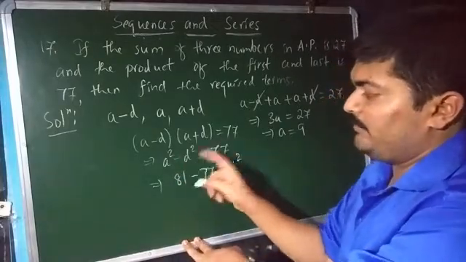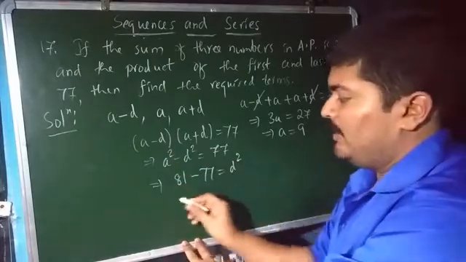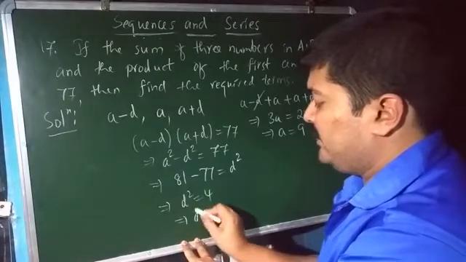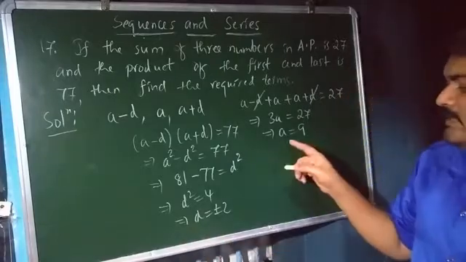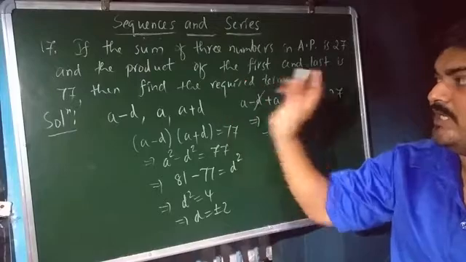I will shift this minus D square to this side and 77 to that side. You will get this one. Now this implies D square value is equal to 4. That implies D is equal to either plus 2 or minus 2, such that your task is to find out the values of these three terms in the required AP.